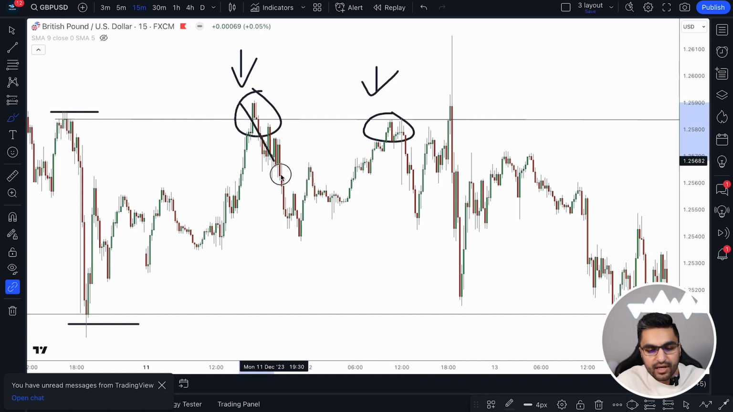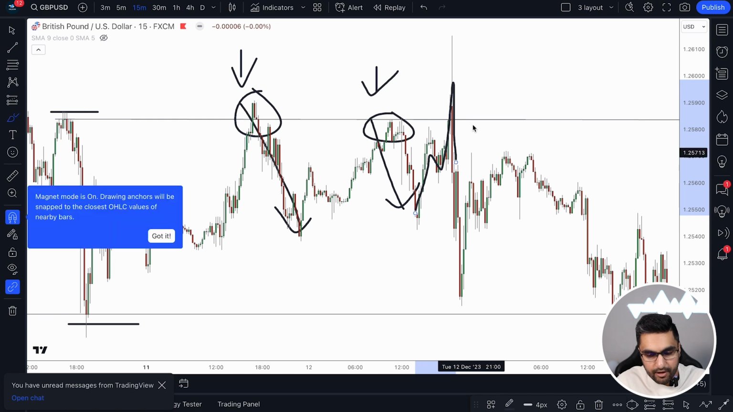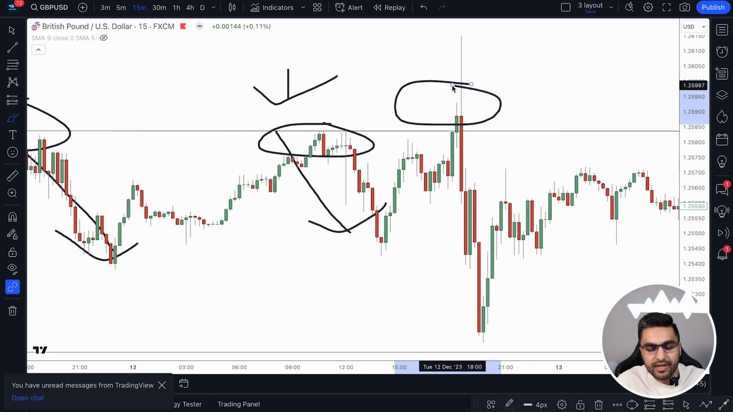Whenever we are reaching this area, we are going down. It happened twice, and right after when buyers came, it's going to happen a third time as well, because we got this big of a rejection.